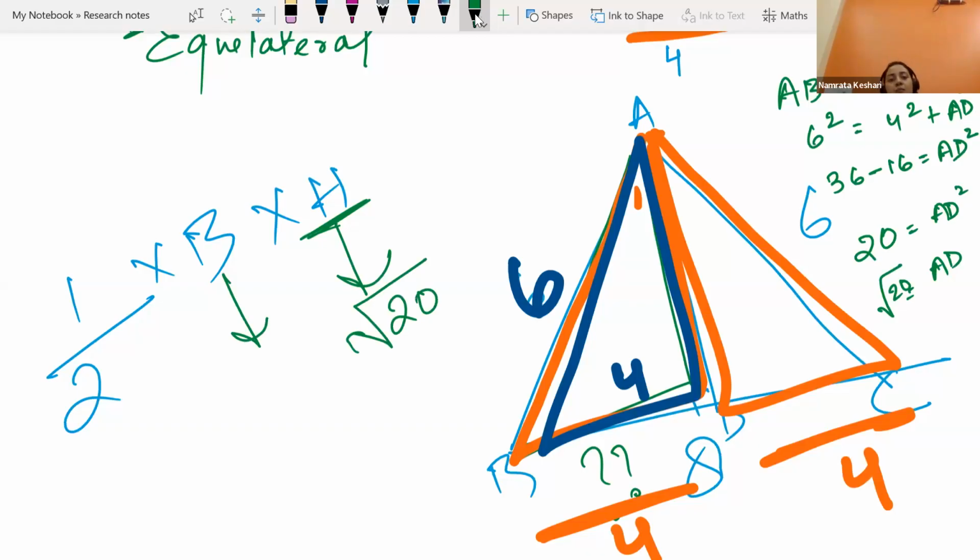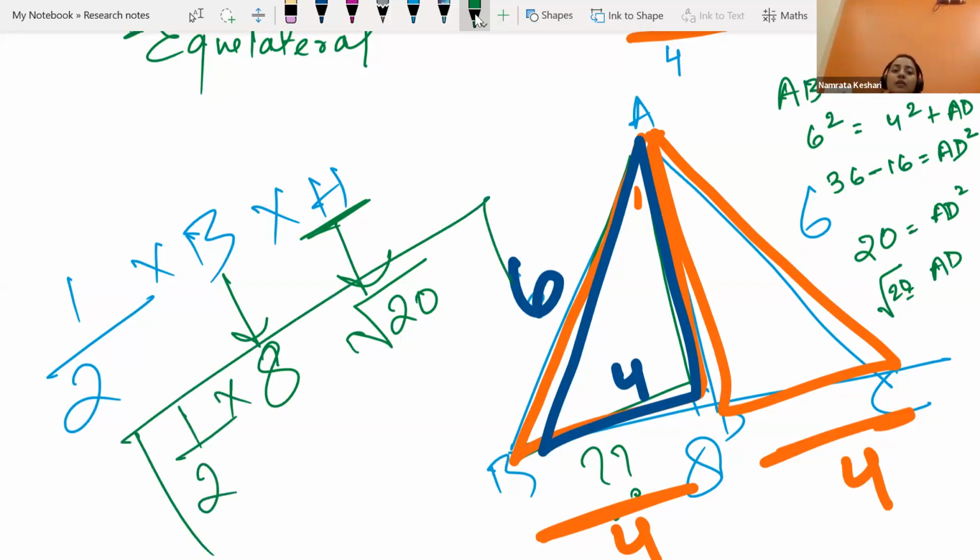What is the base? I explained in the very beginning that the side on which you are dropping the perpendicular, the complete side of the triangle, that's called the base. So the base is BC, and that is 8, not 4. The complete side of the triangle, that's the area we are finding, into 1 by 2, and we got the area.